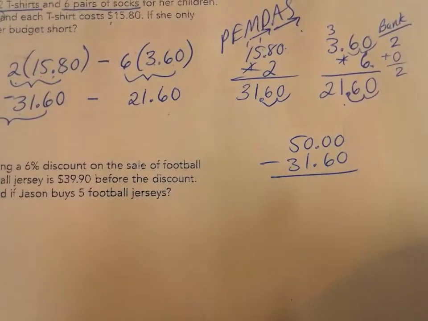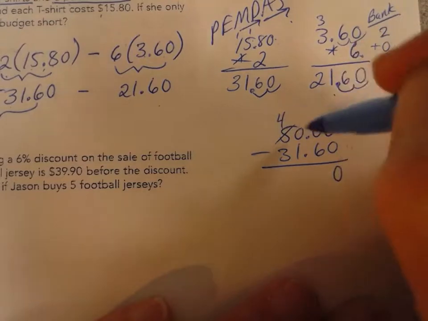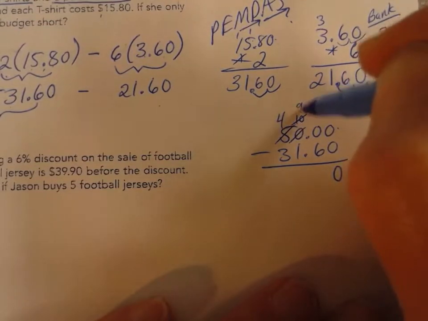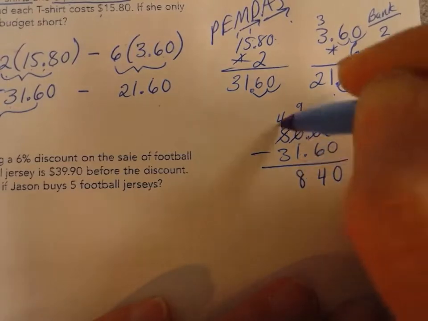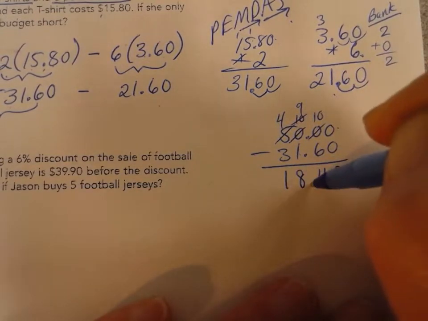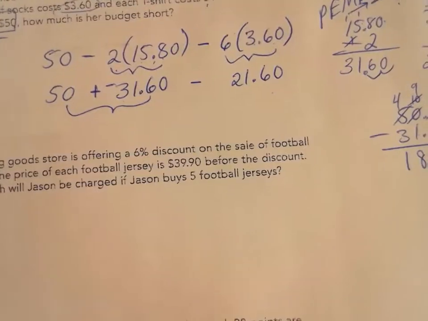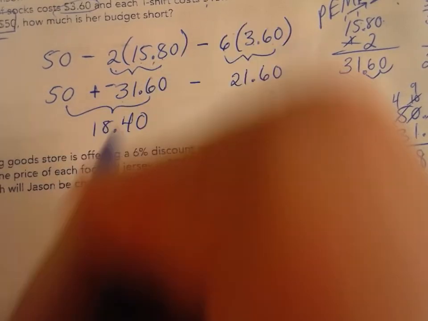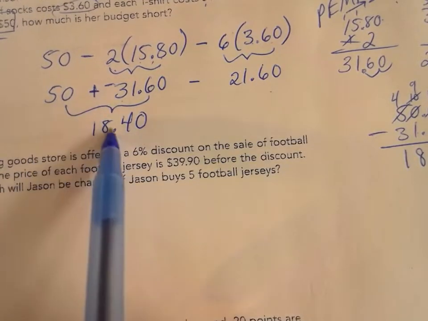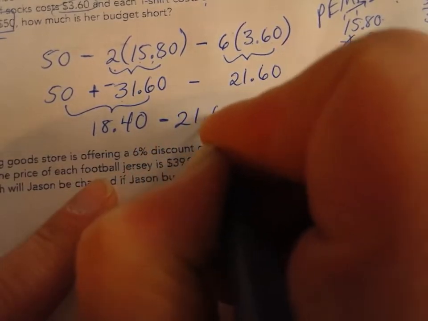So, trying not to ruin my pizza, we'll move off to the side and try some subtraction. 10 take away 6 is 4, 9 take away 1 is 8, 4 take away 3 is 1. And don't forget, decimal addition, subtraction, bring the decimal down. Looks like I have $18.40. It's positive because the farther number is positive, so this is going well so far. And I want to take away $21.60.